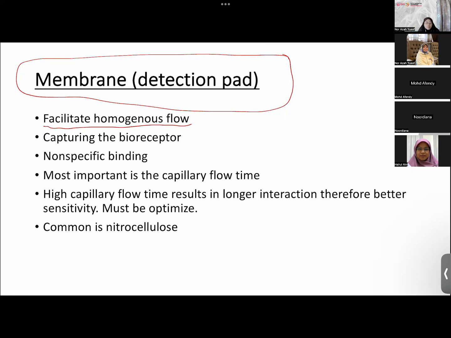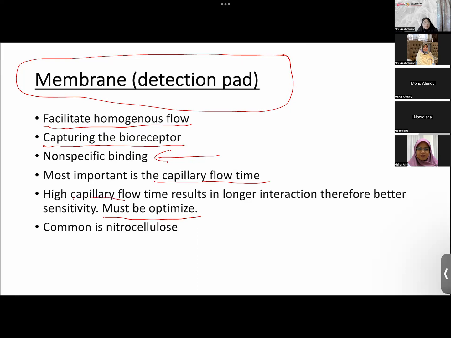Yeah. Because it needs to capture the bioreceptor, but if you have a good bioreceptor, meaning very selective, then you're not going to be worried so much about non-specific binding. As I mentioned, the capillary flow time is the most important thing to look at when choosing which type from the suppliers is good. So you have to do some work, some optimization. It has to be optimized.